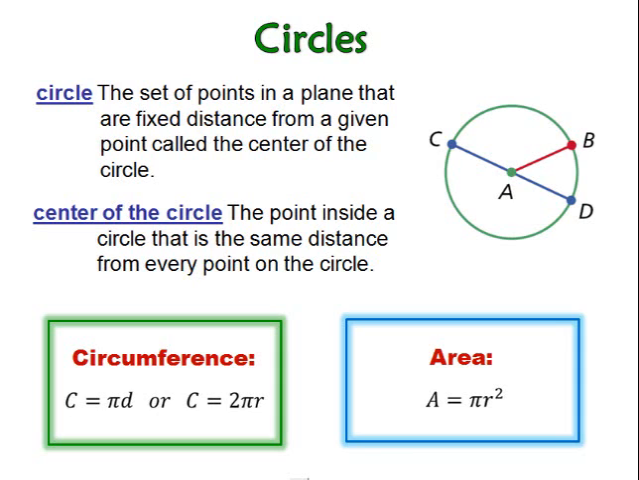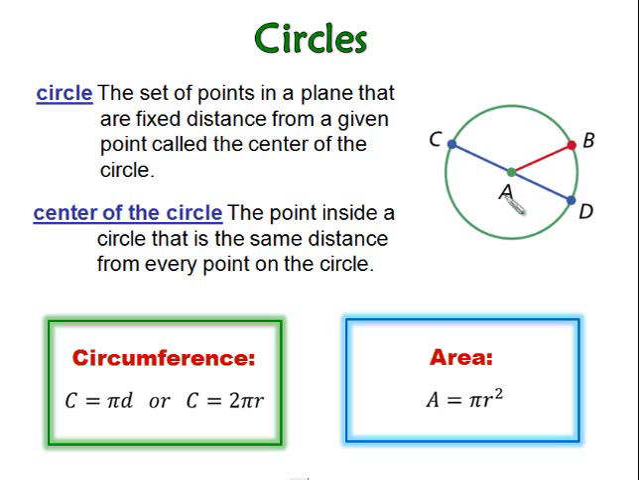Okay, first we're going to cover circles. A circle is a set of points in a plane that are at a fixed distance from a given point called the center of the circle. So if this is my fixed point, all of these points around it are the same distance from this point. So they're all equidistant from one point. That's the definition of a circle.